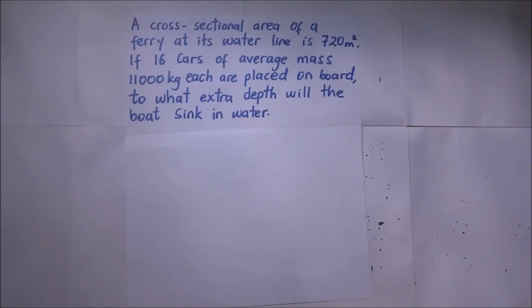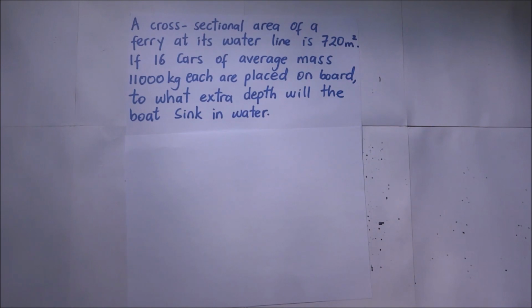The cross-sectional area of a ferry at its waterline is 720 meters squared. If 16 cars of average mass 11,000 kilograms each are placed on board, to what extra depth will the boat sink in water? Again, this is a ferry and it is floating on top of water.